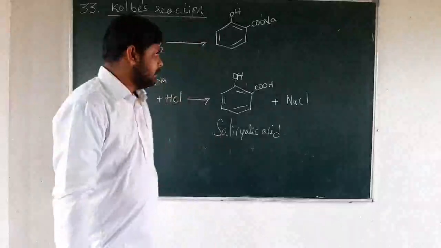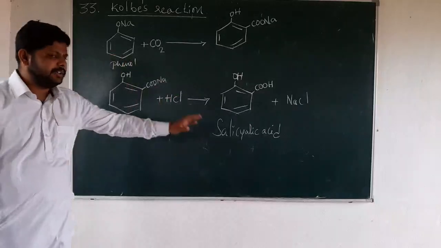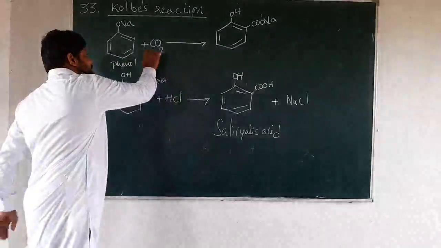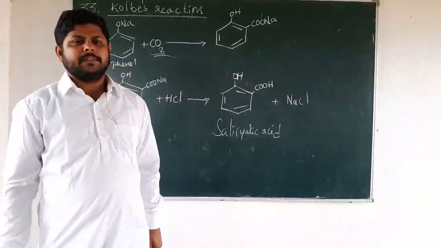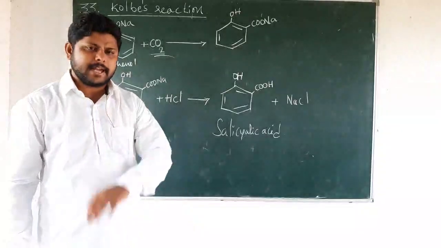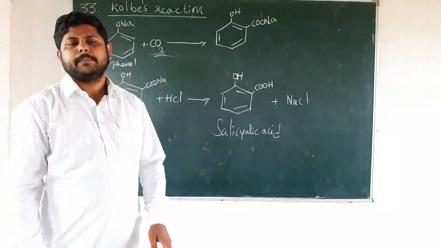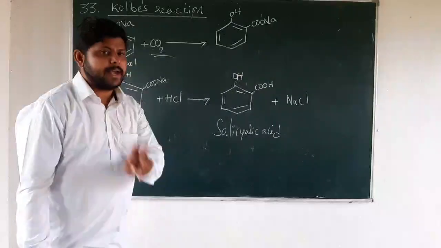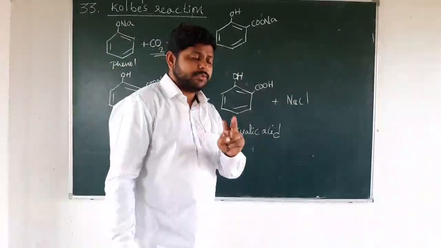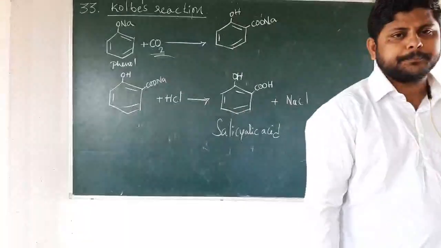Salicylic acid. This Kolbe's reaction is the conversion of phenol into salicylic acid using carbon dioxide. The Reimer-Tiemann reaction is the conversion of phenol into salicylaldehyde using CHCl3, chloroform, trichloromethane. Here CHO. These 2 reactions are the most important reactions in this chapter.